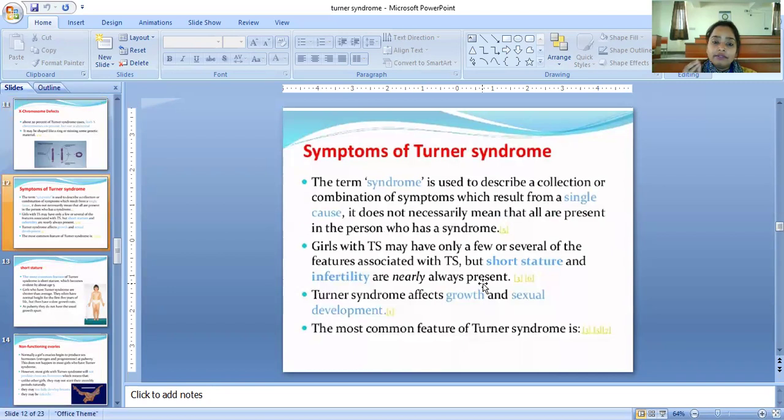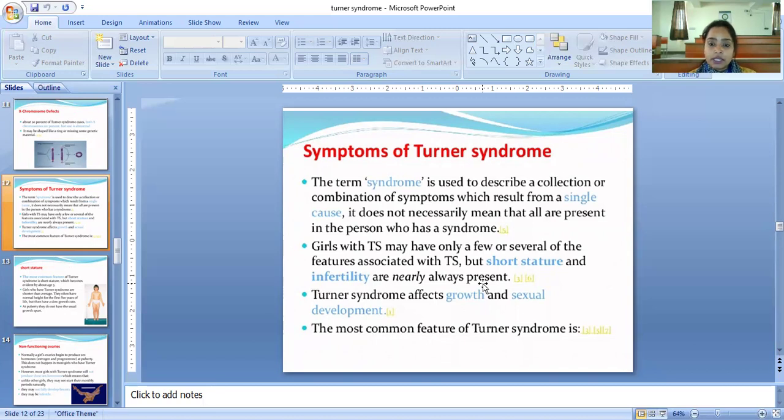Now, combinedly, we discuss the symptoms of Turner syndrome. The term syndrome is used to describe a collection or combination of symptoms which result from a single cause.